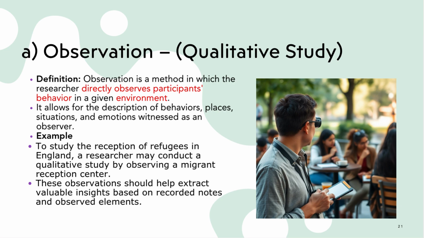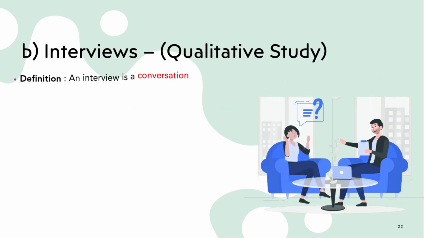Now let's move to the first tool of data collection that can be used in a quantitative study, observation. So observation is a method in which the researcher directly observes participants' behavior in a given environment. It allows for the description of behaviors, places, situations, and emotions witnessed as an observer. For example, to study the reception of refugees in England, a researcher may conduct a quantitative study by observing a migrant reception center. These observations should help extract valuable insights based on recorded notes and observed elements.